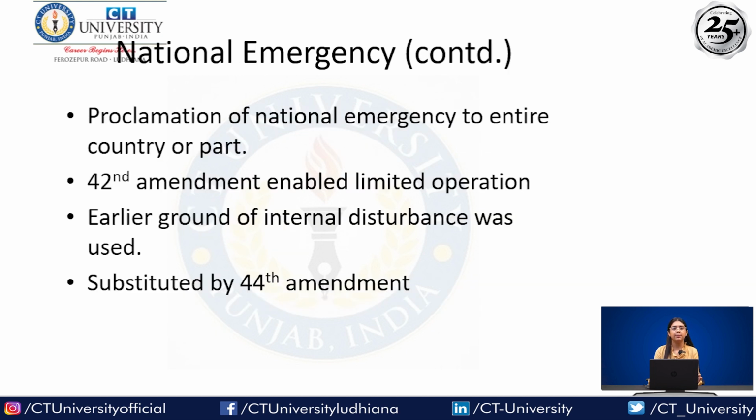After this, the proclamation of national emergency can be done to the entire country or to a part of it, which means that, for example, if the northeast area of the country receives war threats, in that case, in that northeast area also, this emergency could be declared. So, to the entire country or to the part of the country. This was by way of the 42nd amendment, which enabled the limited operation of the emergency, that is to a certain part of the country only.